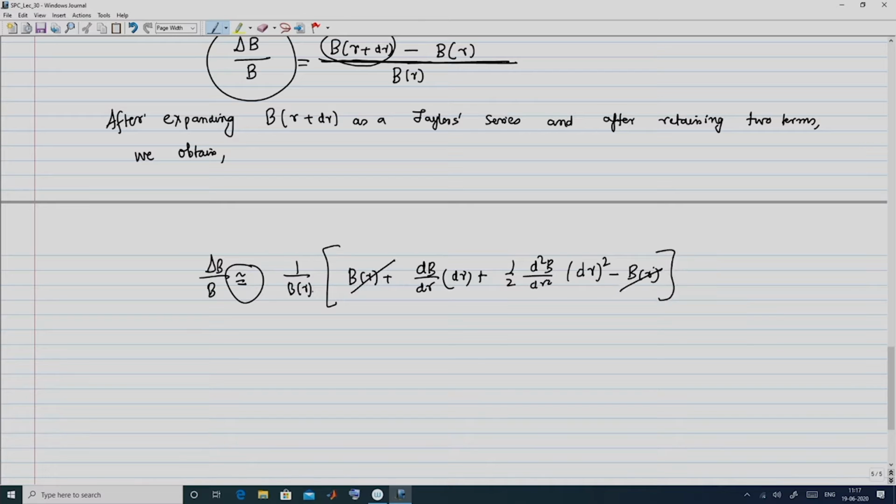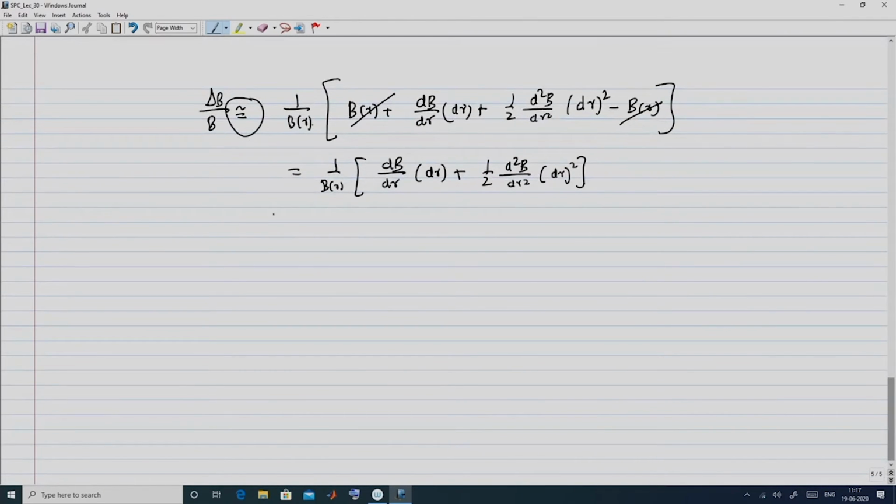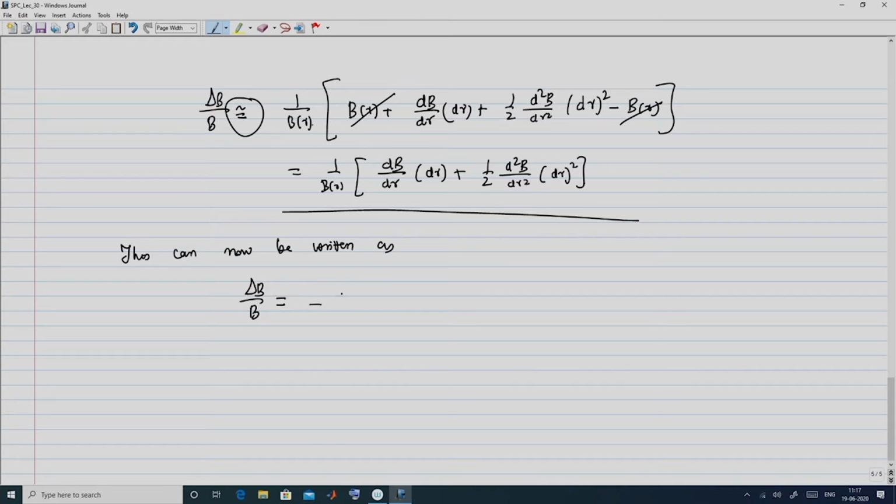So, this B of R term cancels out. So, we get 1 over B of R into dB over dr multiplied by dr plus half d square B over dr square into dr whole square. Now, once I have this expression, this can now be written as delta B over B, and dB over dr is simply going to be minus D over 1 plus r.